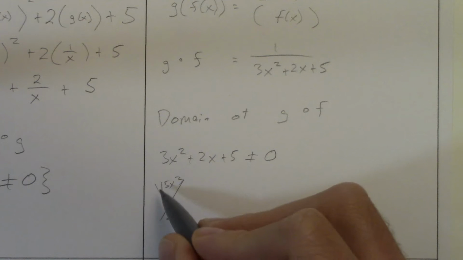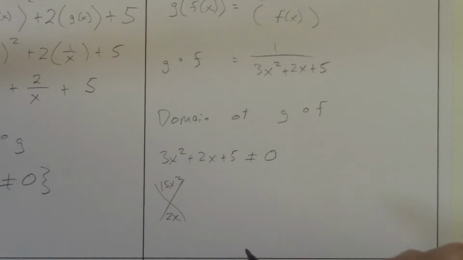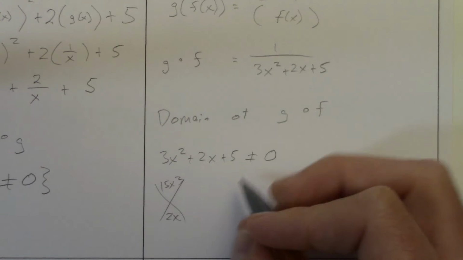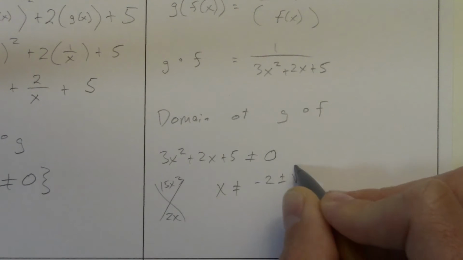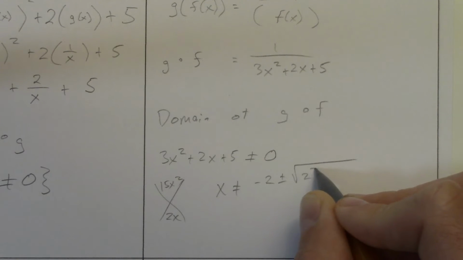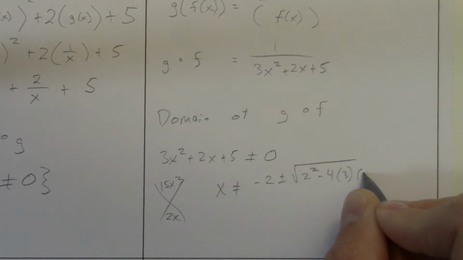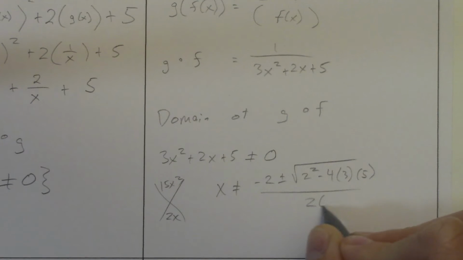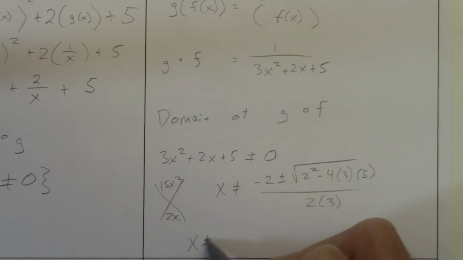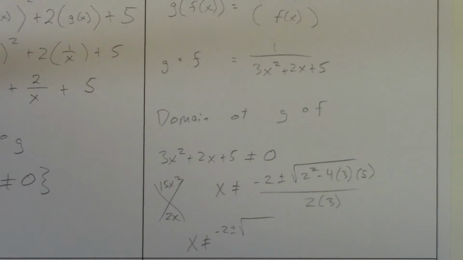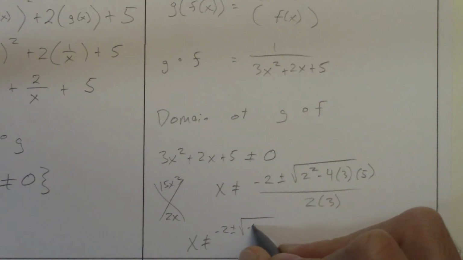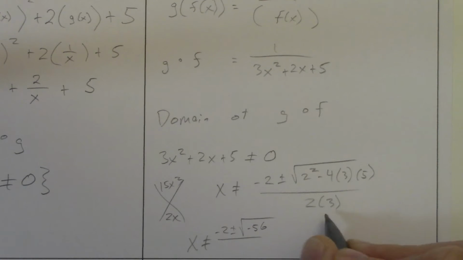Are there two numbers that multiply to 15 but add to 2? No. So I would use the quadratic formula. I don't want x to equal the opposite of b plus or minus the square root of b squared minus 4ac, all over 2a. And I would get x cannot equal the opposite of b plus or minus the square root of 4 minus, let's see, 60. So that would be negative 56. Okay, and this is 6.